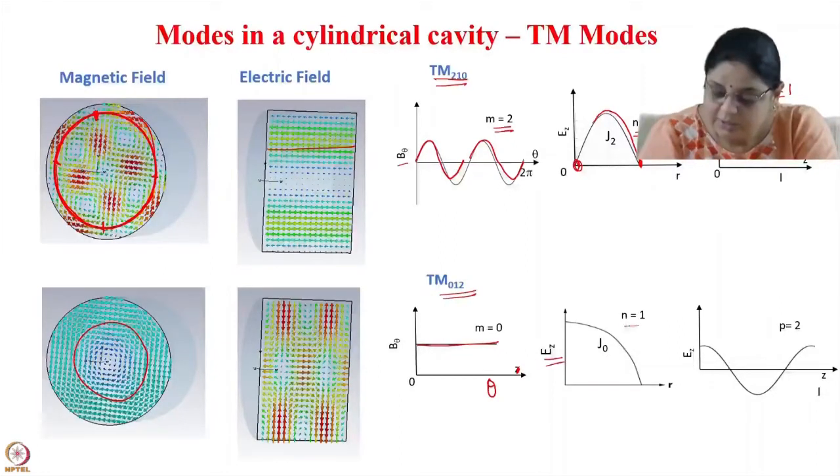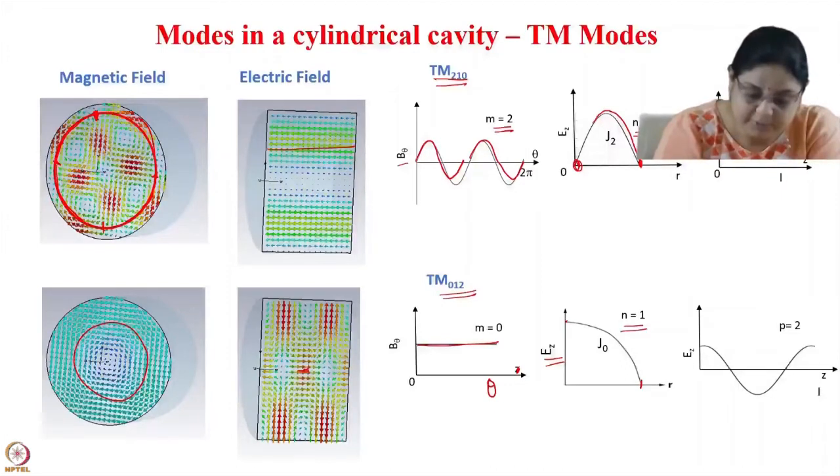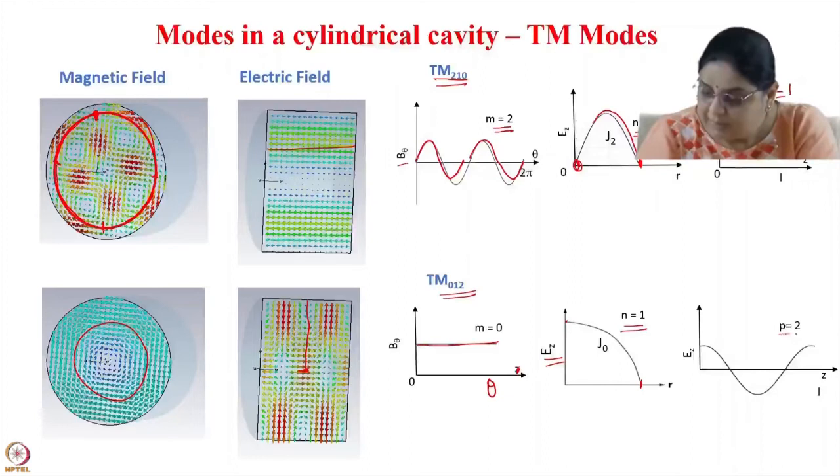So here N is equal to 1. So the first 0. So you see that the field is maximum at the center. EZ field is maximum at the center and then going to 0 here. P is equal to 2. So now we have two half period variations of the field in the Z direction.